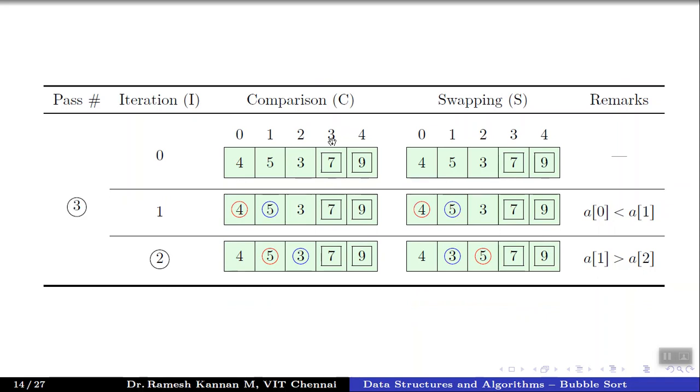And in the third pass we will draw a square, provide a box over this 7. So 7 and 9 are not touched in this particular iteration.